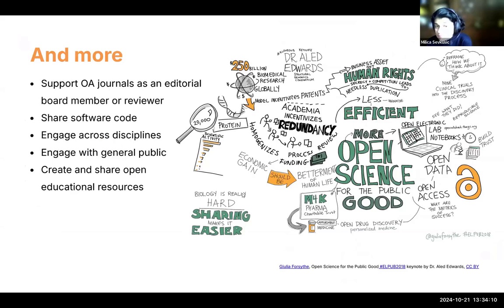You can do much more. You can, for example, support open access journals as an editorial board member or reviewer. This is highly recommended if you have some institutional journals published by your institution, because they are struggling, especially Diamond open access journals. You can contribute to their work, and thereby you contribute also to the ecosystem.